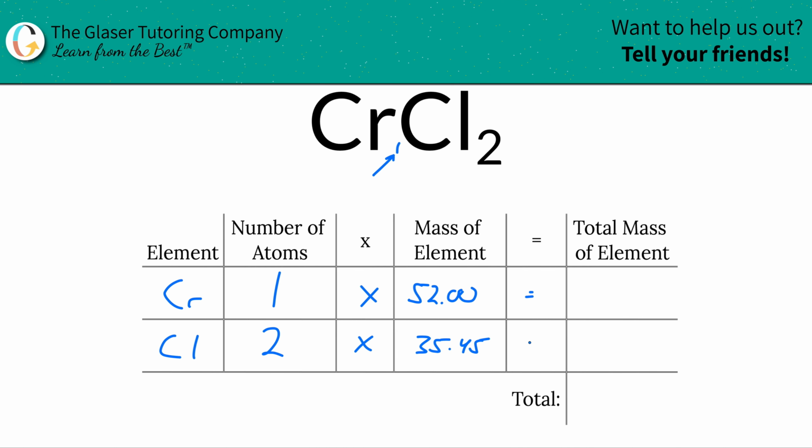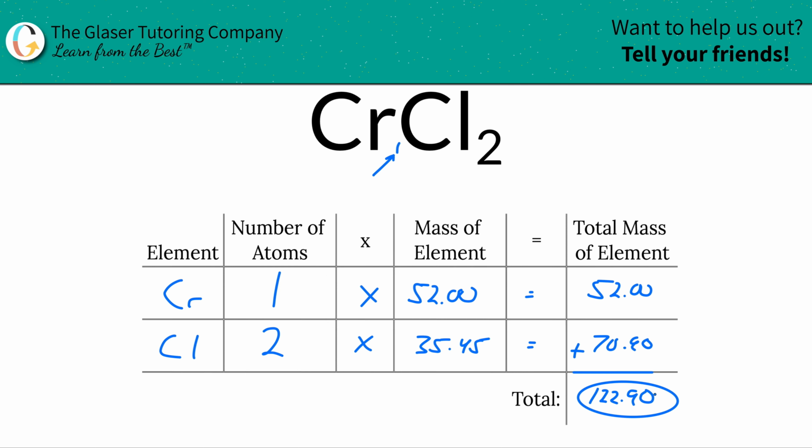All you have to simply do now to find the total mass of the element in the compound is multiply that row across. So the total mass of chromium is 52. The total mass of chlorine is then going to be 70.9. And then finally, to find the total mass of the entire compound, just simply add it all together. So this is 122.90. So remember, that was the first step here, to find the total mass of the entire compound. Now we can find the percent comps of each particular element.